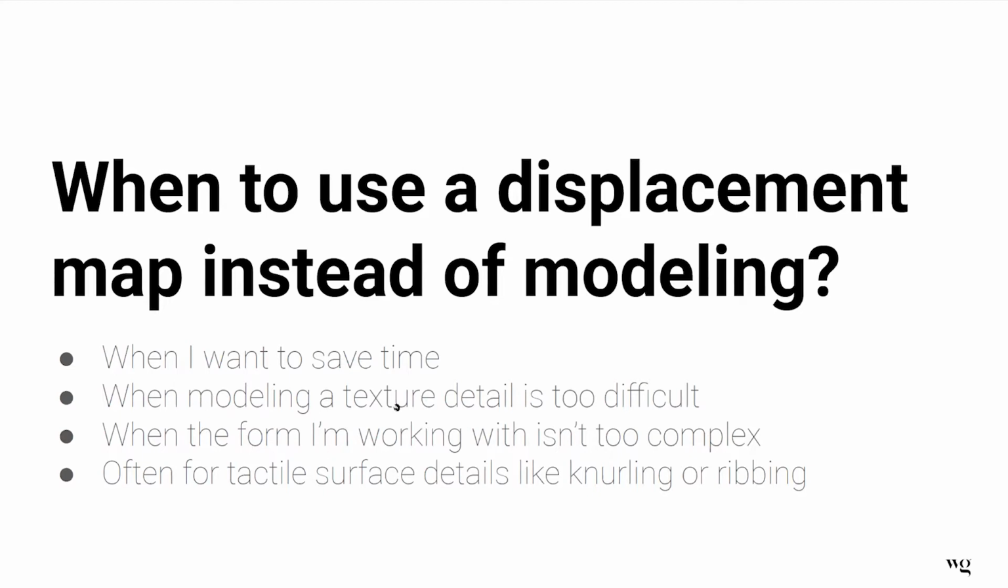So when you're going to model, let's say, knurling or some sort of ribbing that wraps around a cylinder or something, that would be really hard to model in CAD for the most part. And in this case, in KeyShot, it's pretty easy. And also when the form that we're working with isn't too complex. What I mean is a cylinder is not terribly complex, but if we have a really organic surface that's going to require some advanced mapping, then that might make displacement a little harder to use. So those are my main suggestions.